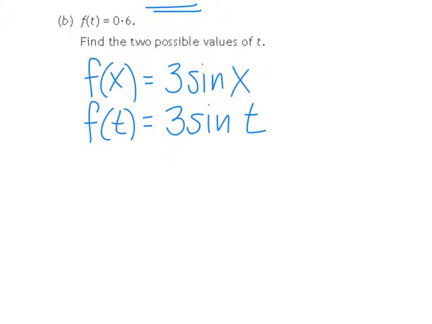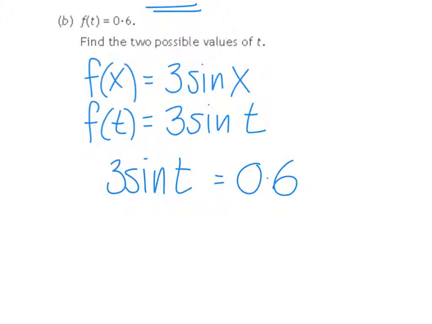Now the question asks us to find 2 possible values of t, given that f of t equals 0.6. So we have f of t equals 0.6 here, but we also have f of t equals 3 sin t. They're both f of t, which means they must both be equal to each other. So that means that we can write 3 sin t is equal to 0.6.